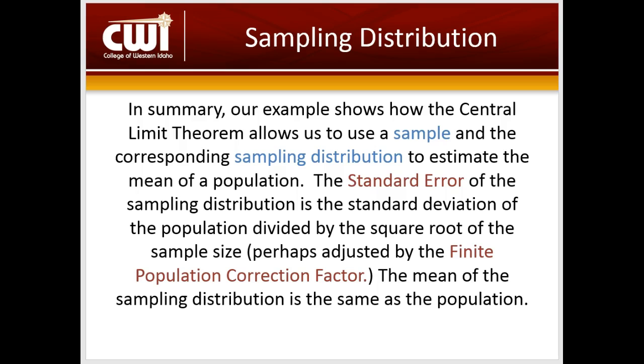In summary, our example shows how the central limit theorem allows us to use a sample and a corresponding sampling distribution to estimate the mean of a population. The standard error of the sampling distribution is the standard deviation of the population divided by the square root of the sample size. Sometimes the finite population correction factor will be needed to accurately calculate the standard error. The mean of the sampling distribution will always be the same as the mean of the population.